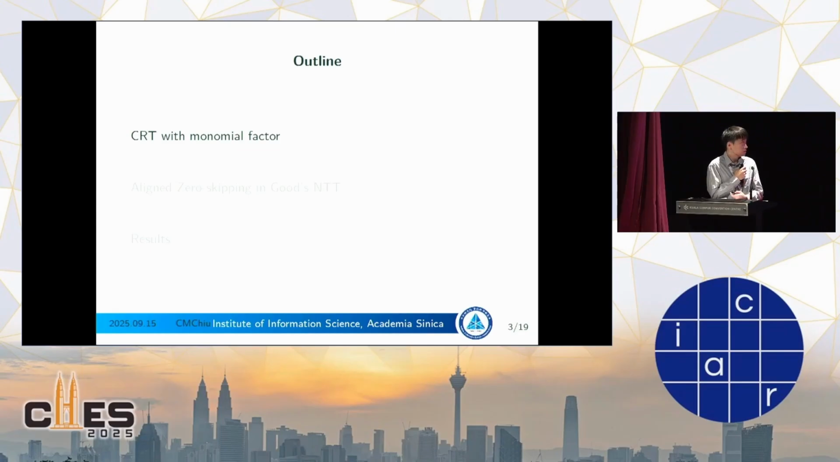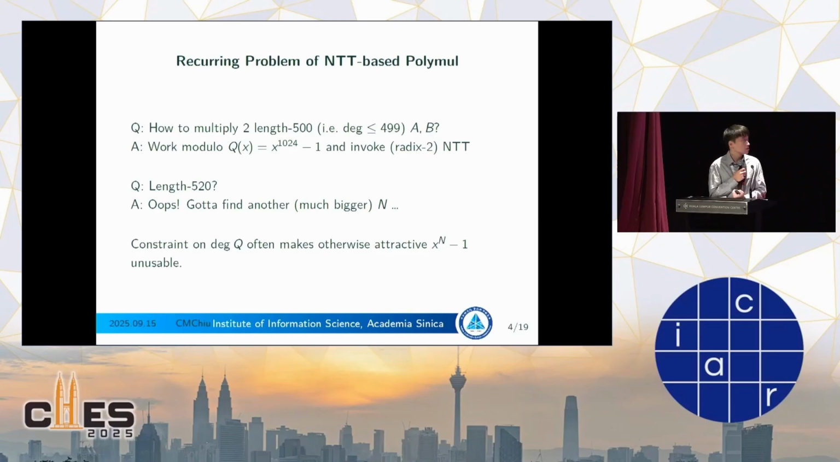So we can start by talking about what we are trying to achieve with the CRT with monomial factor idea, which is to combat this recurring problem in NTT-based polynomial multiplication. Consider this scenario where we want to multiply two polynomials, each with 500 coefficients. That is, their degree is at most 499. The standard approach is to use x to the 1024 minus 1 as the new redundant modulus and use the celebrated radix-2 NTT to perform multiplication in this quotient ring very efficiently.